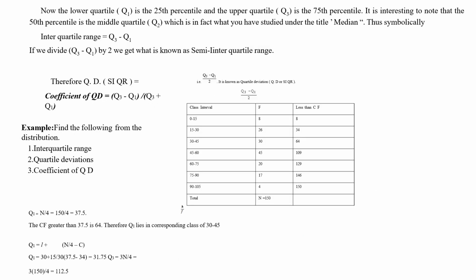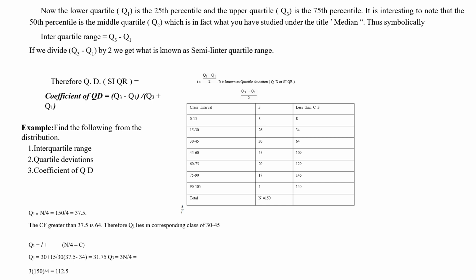Now the lower quartile is the 25th percentile and the upper quartile is the 75th percentile. It is interesting to note that the 50th percentile is the middle quartile. Okay, so we can call it the median also. Interquartile range is equal to Q3 minus Q1. If we divide by 2, we get what is known as the semi-interquartile range. Semi means half. So semi-interquartile range is Q3 minus Q1 divided by 2.